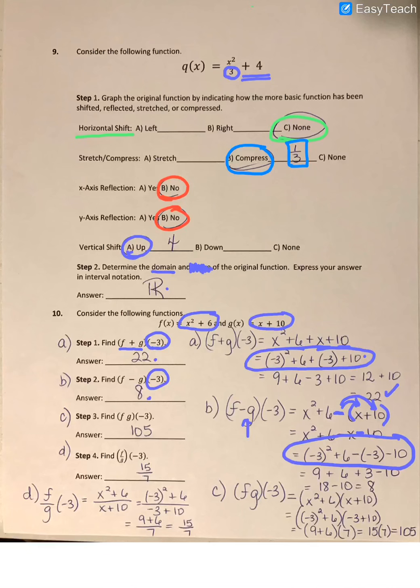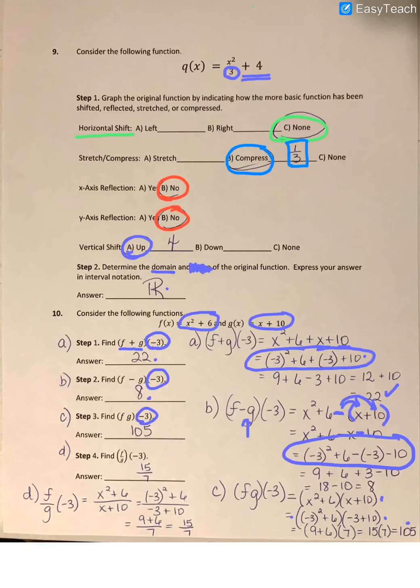Step 3 asked us to multiply them. Again, if you want to multiply them first and then plug in, you can. Since they told me to plug in -3, I just thought it would be easier to plug it in and then multiply. So it really doesn't matter when you do it as long as you eventually multiply. And in that case, I ended up with 105.